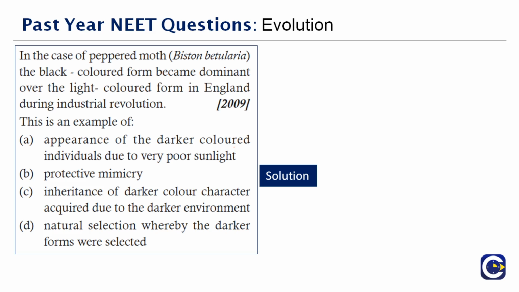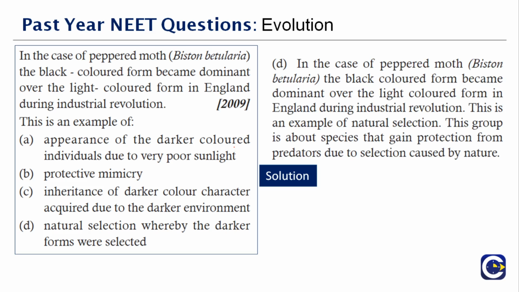So we know what the answer is. It was because of natural selection. It was not appearance or inheritance, nothing like that. It was natural selection whereby the darker forms were selected. The right answer is option D. The black colored form becoming dominant over the light colored form is an example of natural selection. This group of species had gained protection from predators due to the selection that was caused by nature and not purposely. Therefore the right answer is option D.